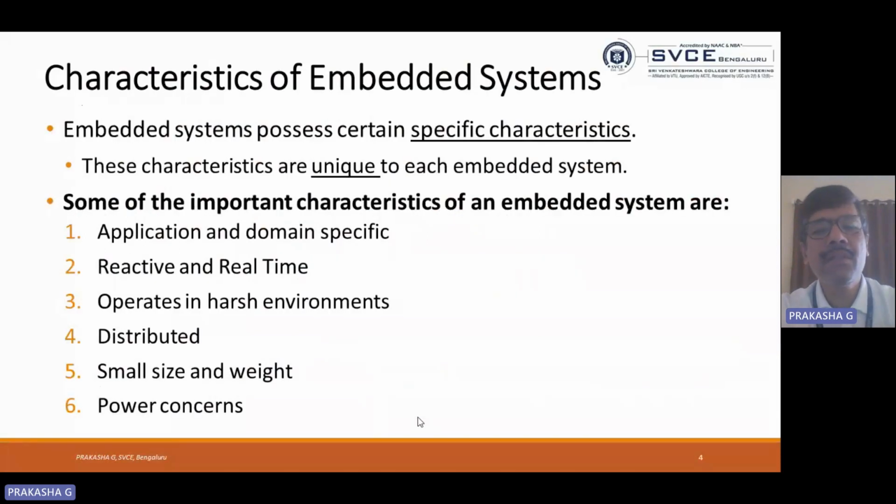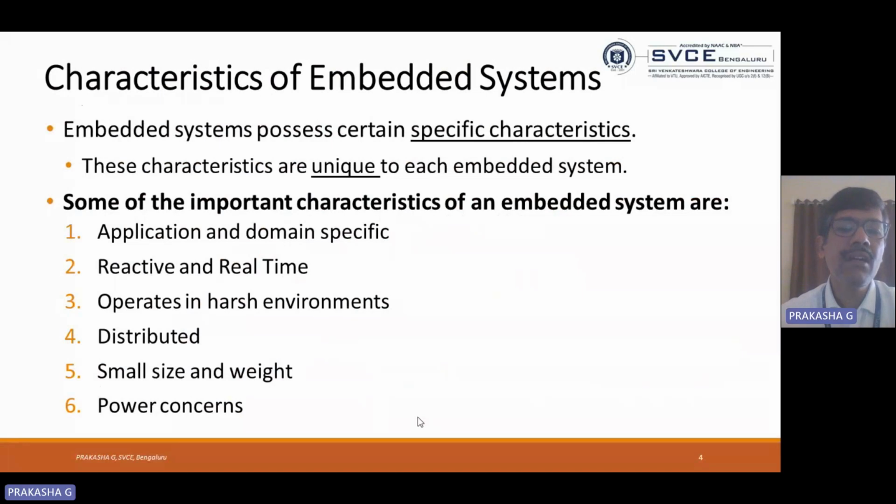Basically, an embedded system possesses some specific characteristics. Every embedded system has unique characteristics. So we cannot conclude that all embedded systems have the same specific characteristics. Each and every embedded system available in the current scenario has its own unique characteristics. Some of the general important characteristics of embedded systems are: one is application and domain specific, meaning some embedded systems are application specific, some embedded systems are domain specific.